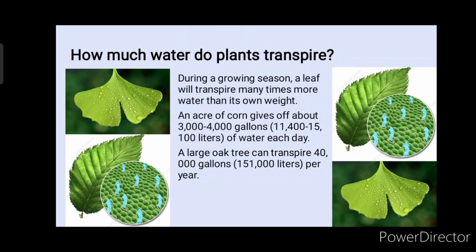How much water do plants transpire? During a growing season, a leaf will transpire many times more water than its own weight. An acre of corn gives off about 3,000 to 4,000 gallons of water each day. A large oak tree can transpire 40,000 gallons per year.